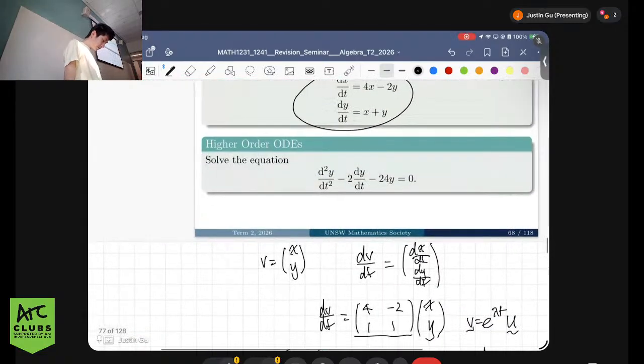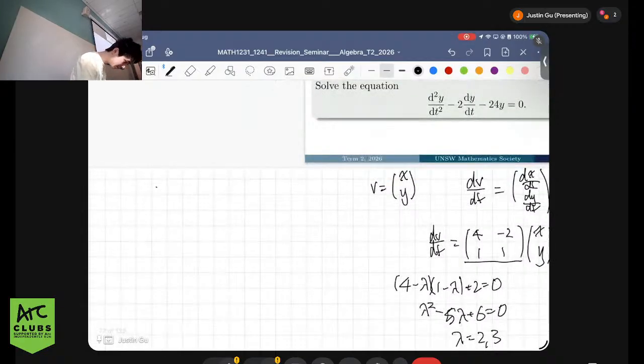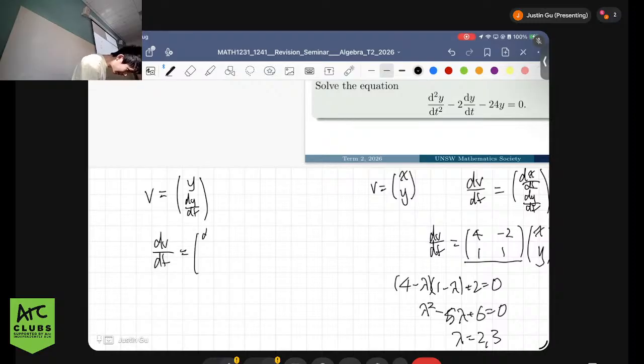Now for the second, we can also use this to solve higher order ordinary differential equations by defining new variables, right? So first of all, I'll let v again be our solution vector. What should our vector be? Well, if we let the two variables we want to consider be y and dy/dt, notice that dv/dt is going to be equal to dy/dt and the second derivative of y with respect to t.